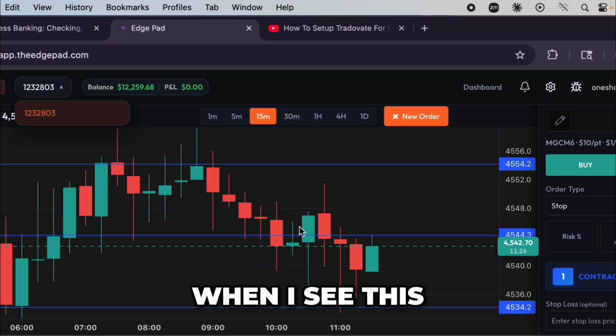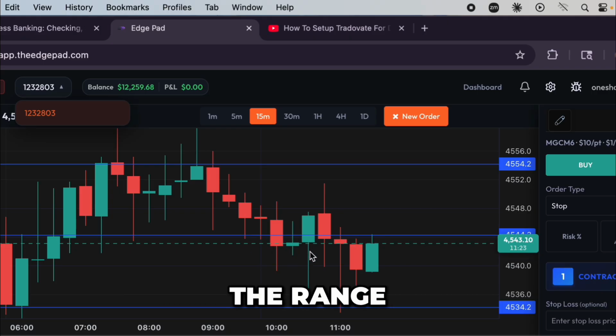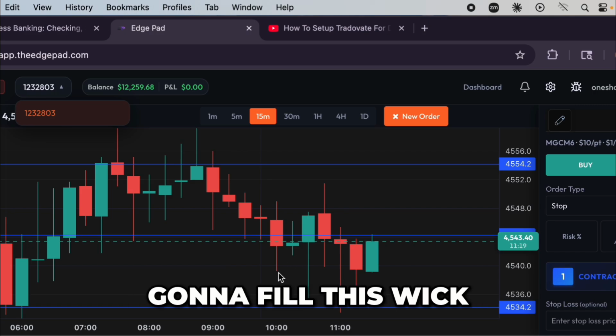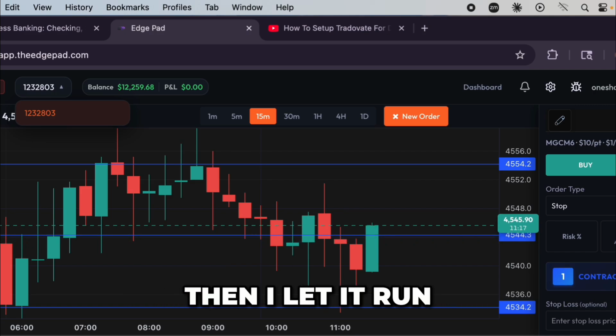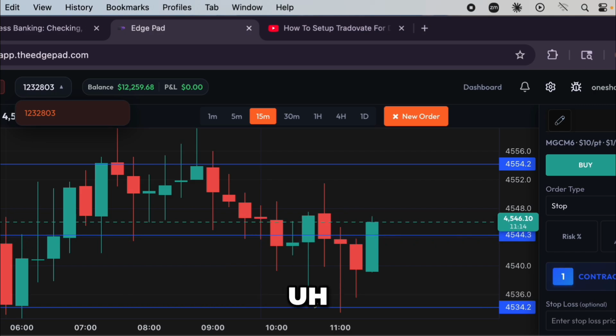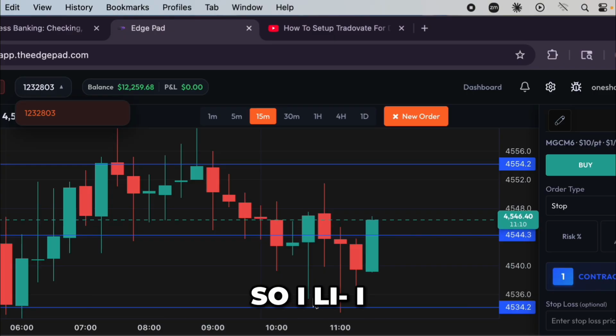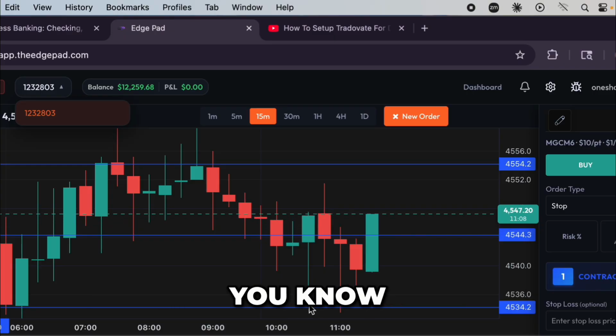Okay. When I see this closed back below the range, created a top wick, came back down here, and once it broke this, I knew it was going to fill this wick, so I took partials here, then I let it run, and then I closed out right here. I see this often, doesn't always come down to the bottom here, so I typically close out right before.